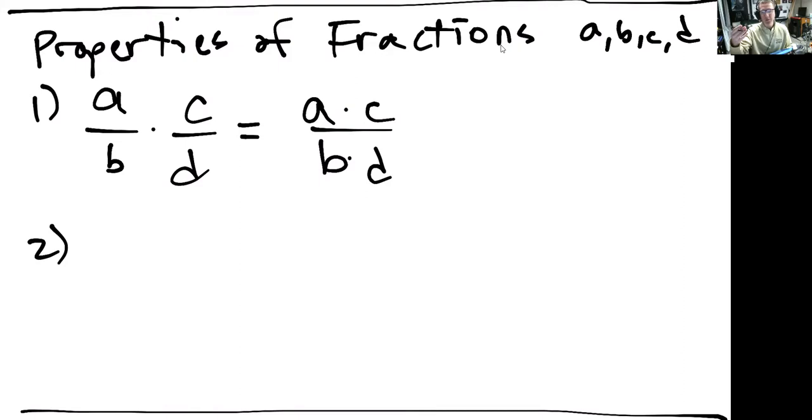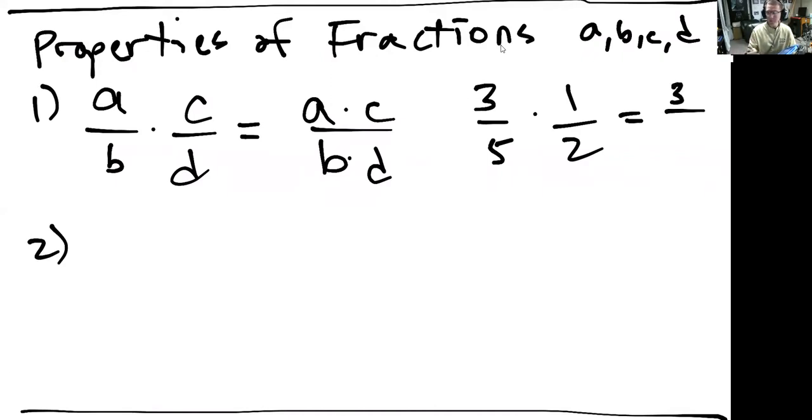The tops in fractions are called numerators. The bottoms in fractions are called denominators. So you multiply numerators, you multiply denominators, you create a new fraction using a ratio of the two. So for example, 3/5 times 1/2 is 3 times 1, which is 3, divided by 5 times 2, which is 10. So it's 3/10. 3/5 times 1/2 is 3/10.